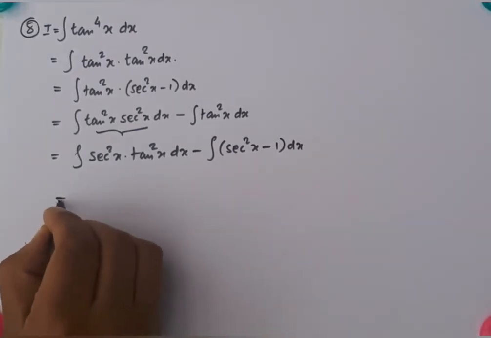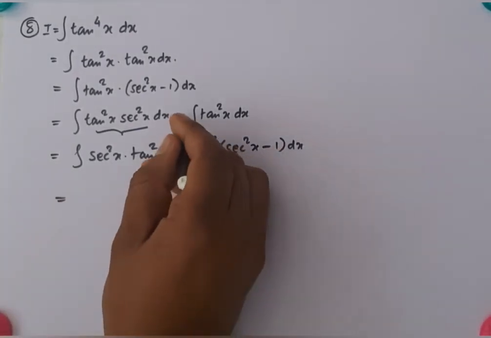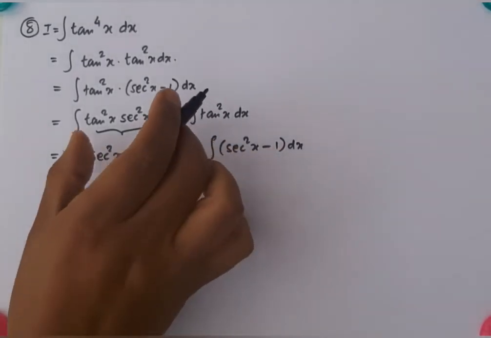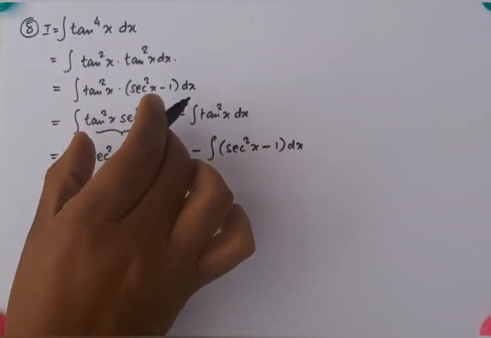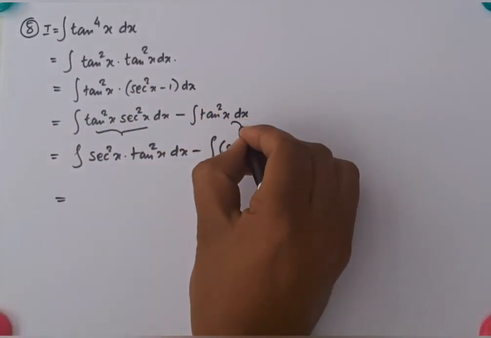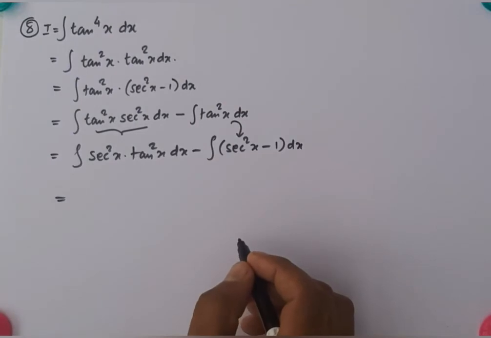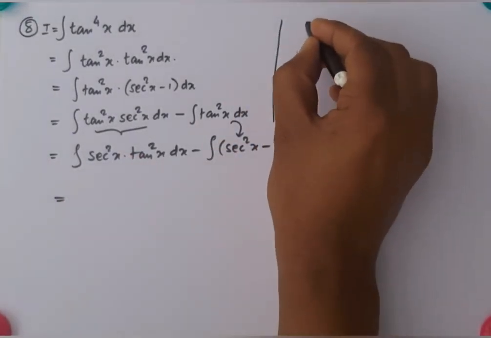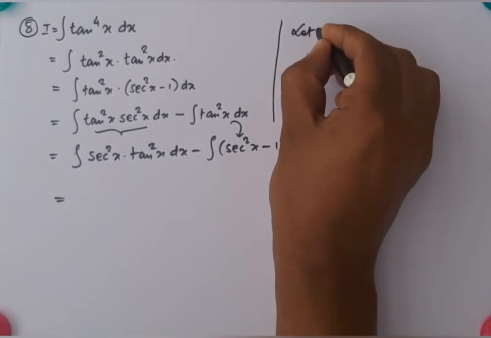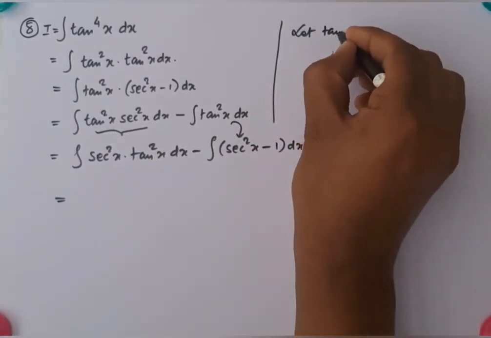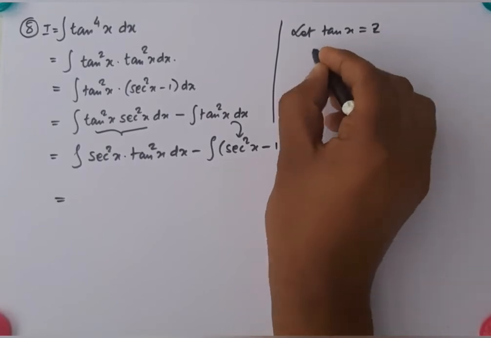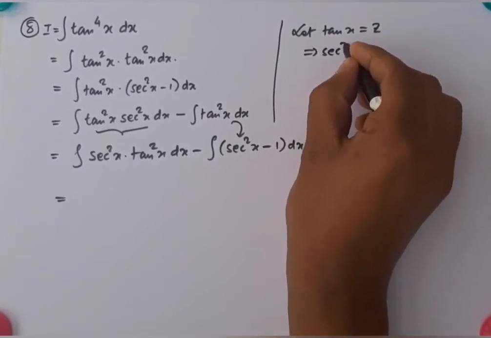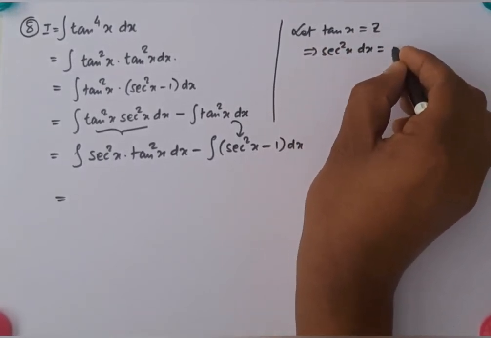Okay, so this has to be done after the split here. After we split this single integral into two integrals, only then will you apply this formula. Okay, fine. So as I said, let me do the substitution part here also. Let tan x equal z. So this will give you sec square x dx equals dz, right?